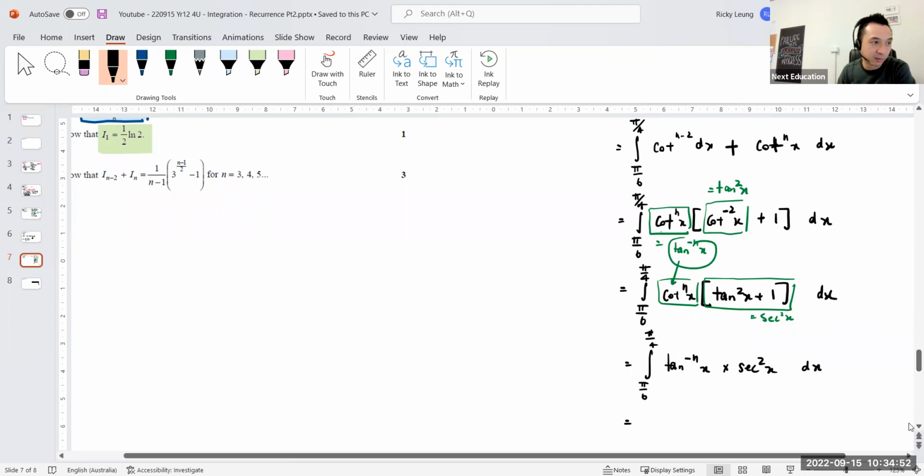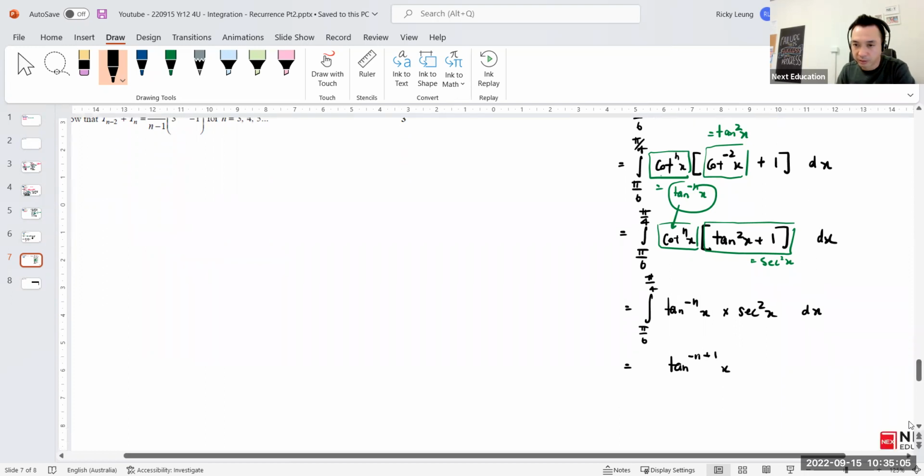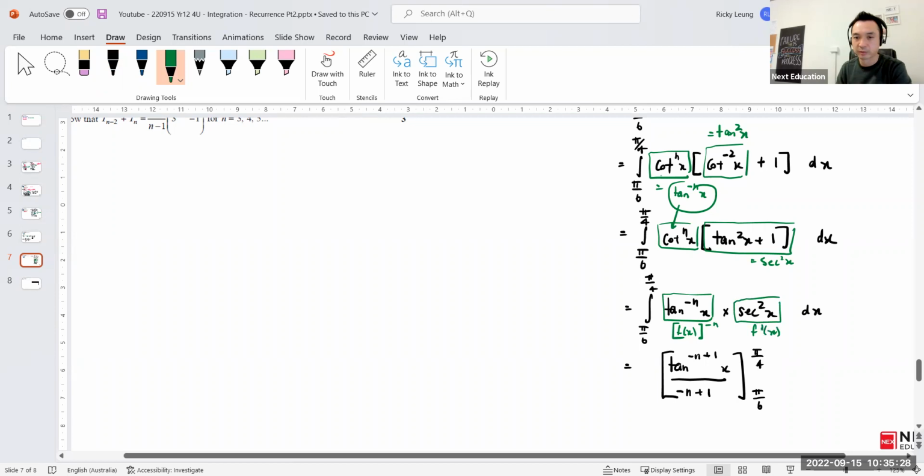I then add 1 to the power, right? So then that equals tan^(-n+1) x, add 1 to the power, yeah, divide by that new power, take that to the limits of pi on 4, pi on 6. Yeah, because that's the derivative, right? So for example, this guy here was f(x) to the power of minus n, that is f'(x), right? So I can do all that.